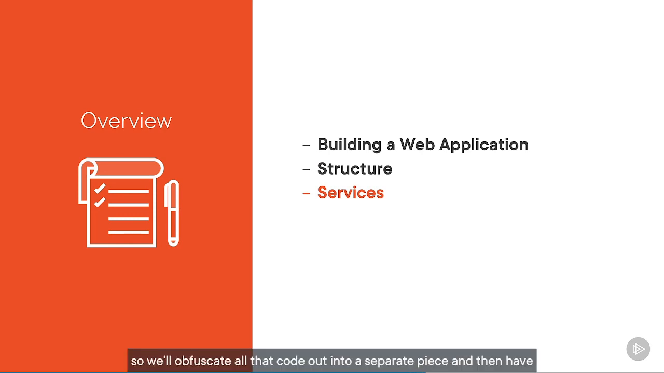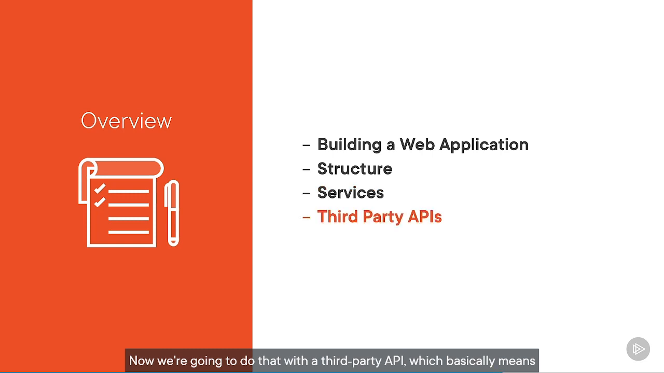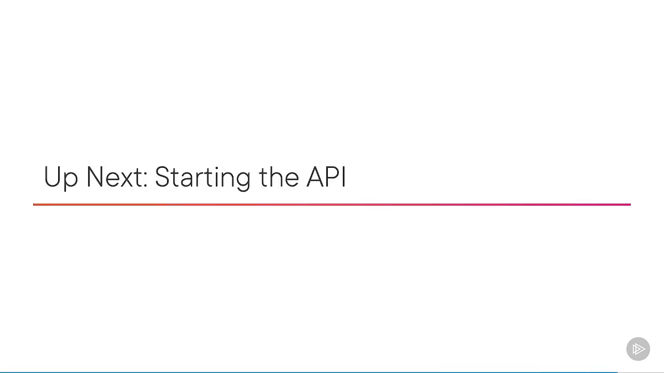So we'll obfuscate all that code out into a separate piece and then have the routers just call a function out of our service. Now, we're going to do that with a third-party API, which basically means I've got an API that I'm going to hand to you, the speakers API. And so we're going to hook up to that speakers API to round out our session data on our individual session page. All right, let's get started by firing up our API and seeing how that works.